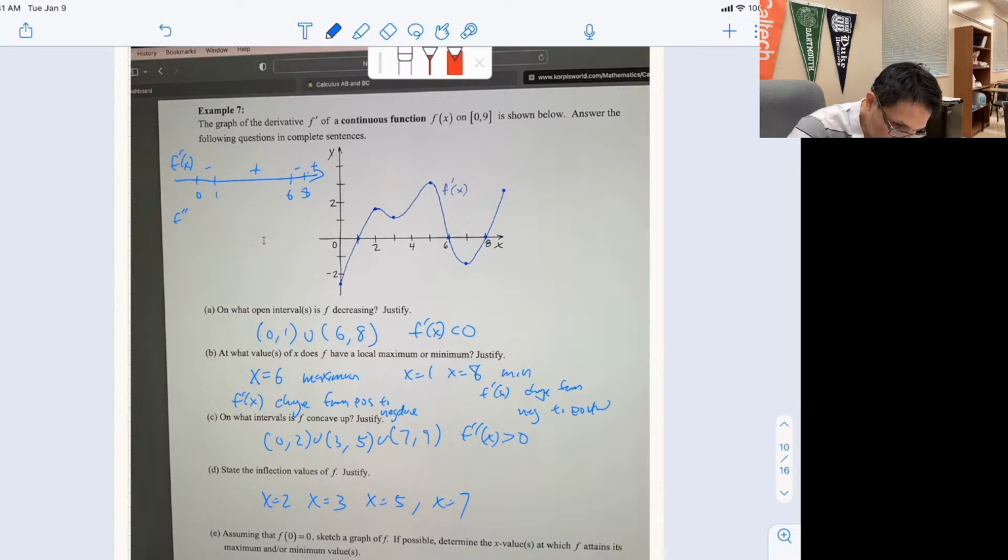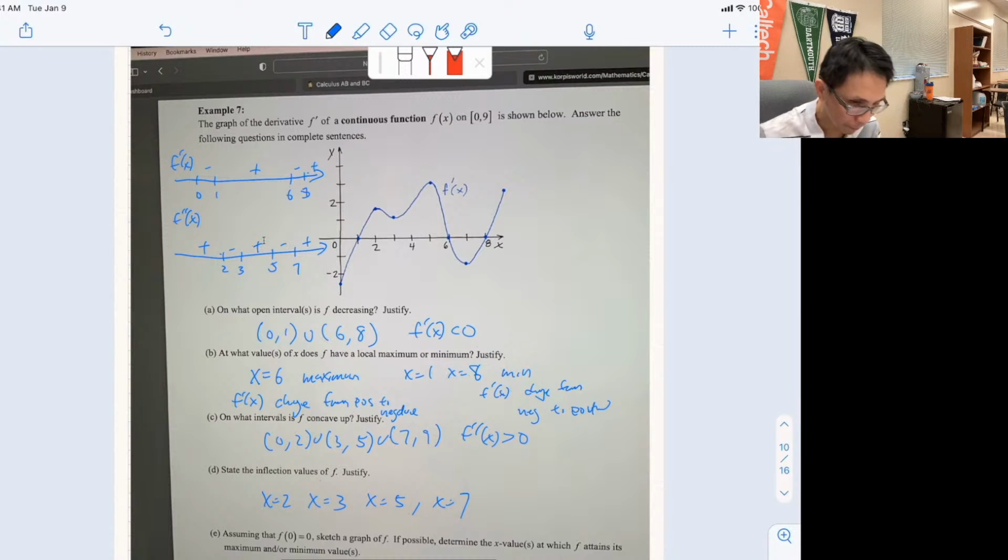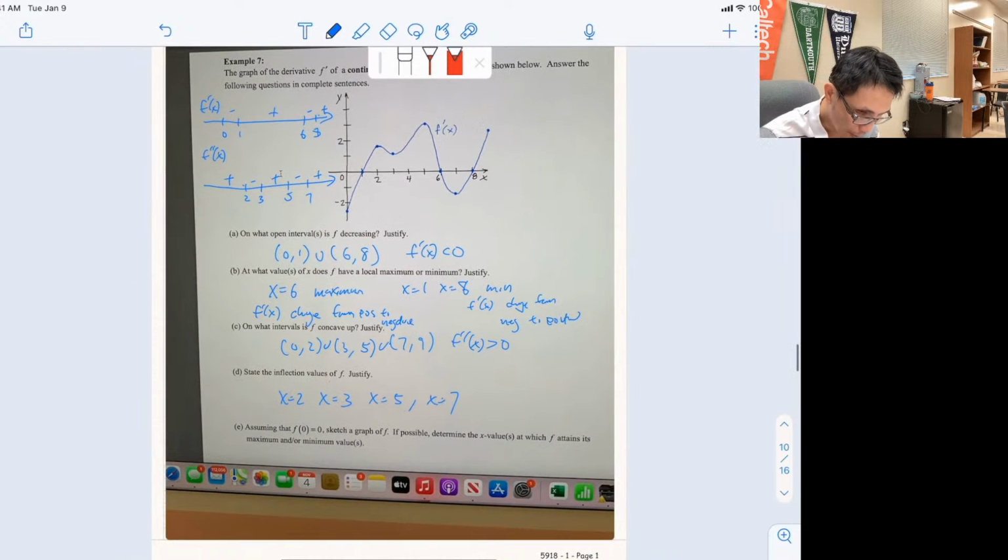And f double prime of x is equal to what? Well, it's going to be at 2 and at 3 and 5 before 6, okay? And 7 is right between here. So it's going to be positive, negative, positive, negative, and positive. Okay, so now we're going to use all the information to sketch the graph. So you have to make sure you use this.